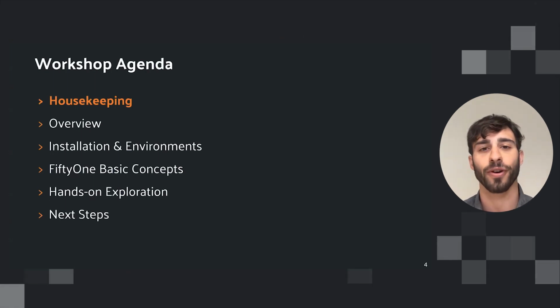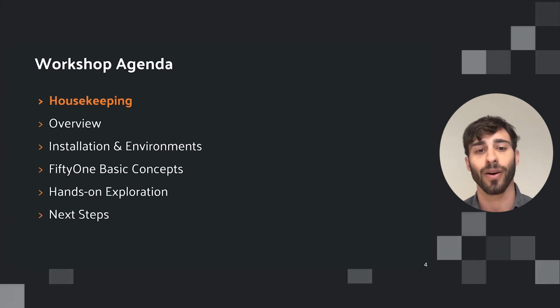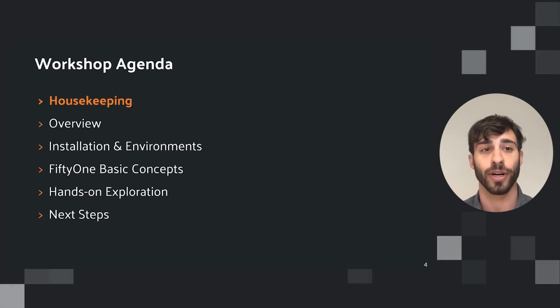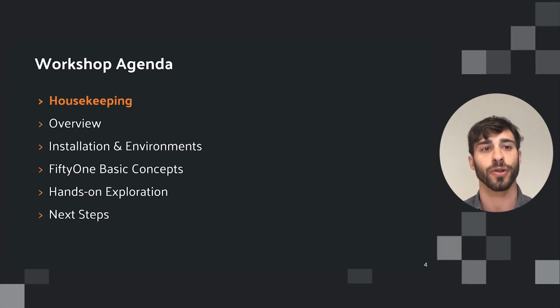So the workshop is structured as follows. We're going to start with some housekeeping, and then I'll do an overview. We'll talk about how to get set up for success with installation and environments. We'll talk about some basic concepts, and then we'll switch gears and do a hands-on exploration. So the second half of this will be a hands-on lab, and we will be writing code and exploring datasets. And at the end, we'll conclude with next steps. We'll give you some links to resources and talk about what is next on your journey and how to move forward on your journey toward better computer vision datasets and models.